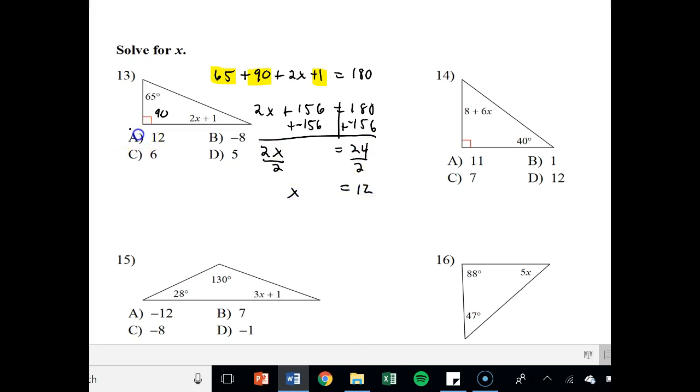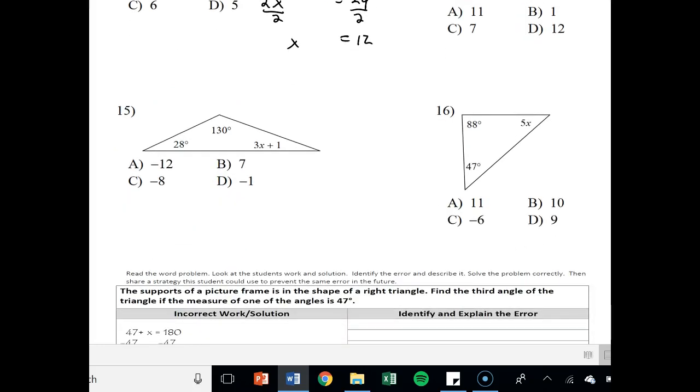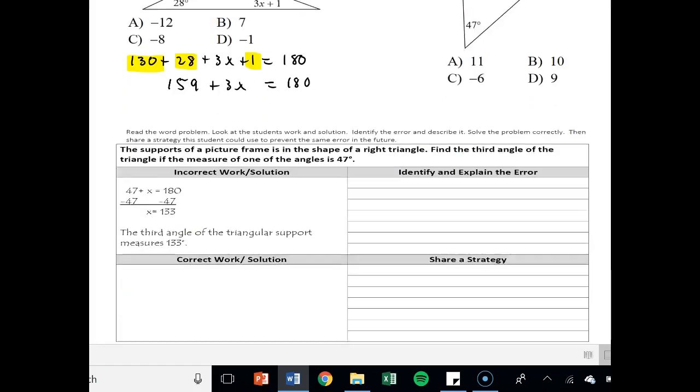I just asked you to solve for x. I didn't ask you to plug back in. If I asked you to solve for this angle measurement, you could just plug back in and find out that that angle measurement would be 25 degrees, right? Number 15, again, similar problem. You're just going to say 130 plus 28 plus 3x plus 1 is equal to 180. Your like terms are 130, 28, and 1. So that gives you 159 plus 3x equals 180. That's a two-step equation. I'm going to let you solve that.